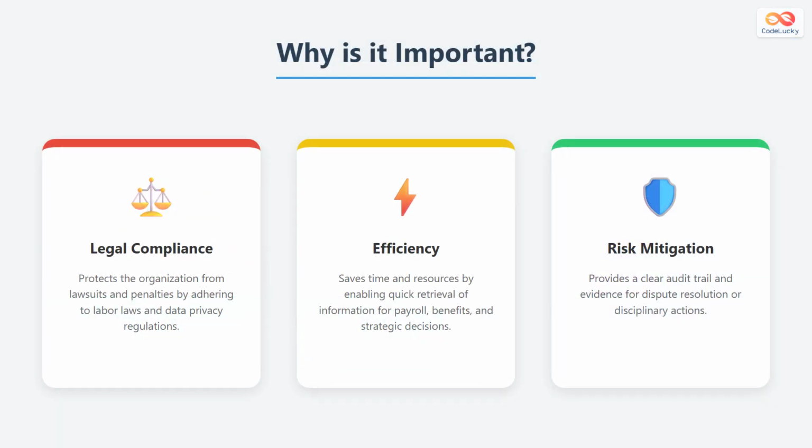The core goal here is simple: ensure information is accurate, secure, and compliant. Why should we care about this process? There are three main reasons. Number one is legal compliance. Keeping accurate records protects the organization from lawsuits and fines. Number two is efficiency. Good management saves time when you need to run payroll or check benefits. And number three is risk mitigation. Having a paper trail helps resolve disputes and provides evidence if disciplinary action is ever needed.